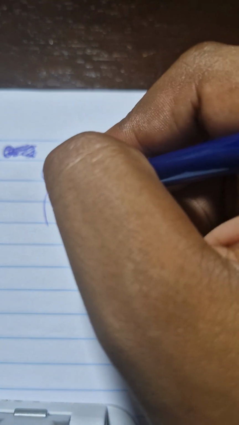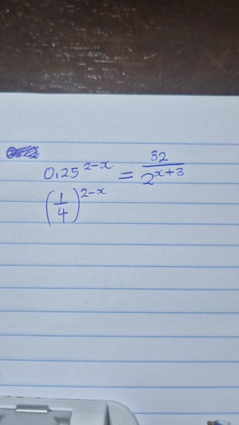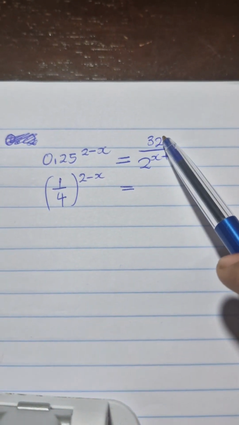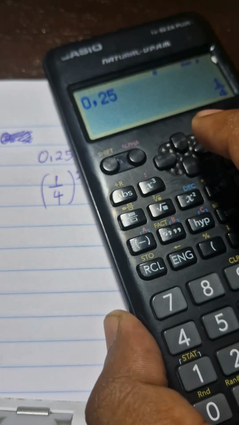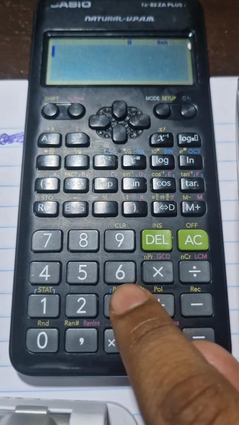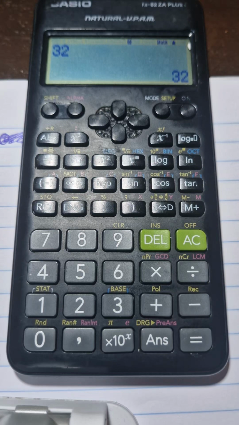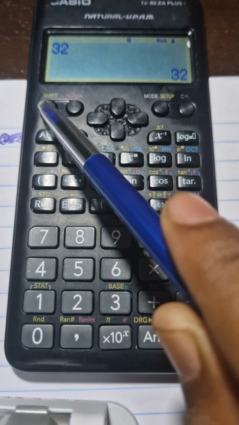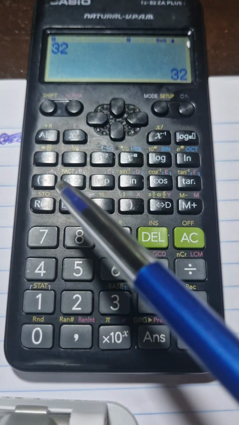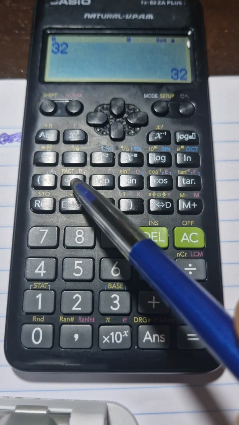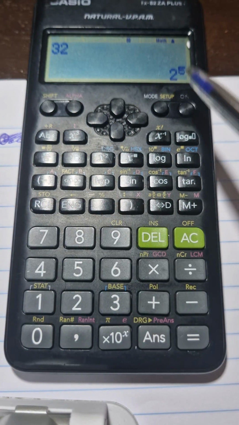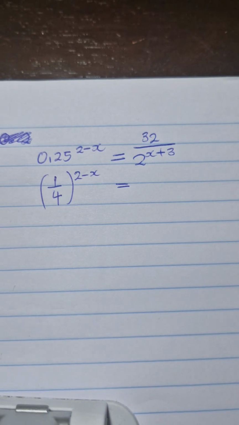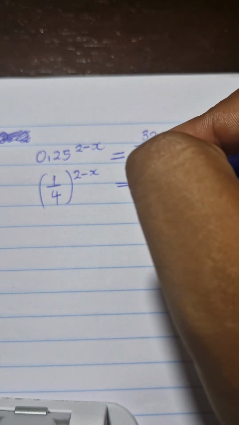And that is raised to 2 minus x, right? I have my equal sign, and I want to write 32 in exponential form. If you don't know that yet, again, you use your calculator: you say 32 equals, you press shift, here is shift, right? And then you press fact. So here's fact, right? You get 2 raised to 5. So which means here instead of 32, I'm going to say 2 raised to 5.